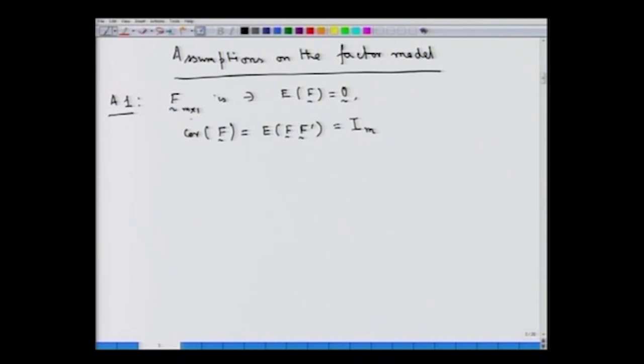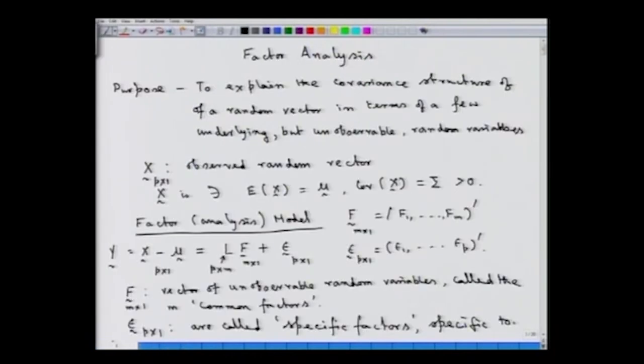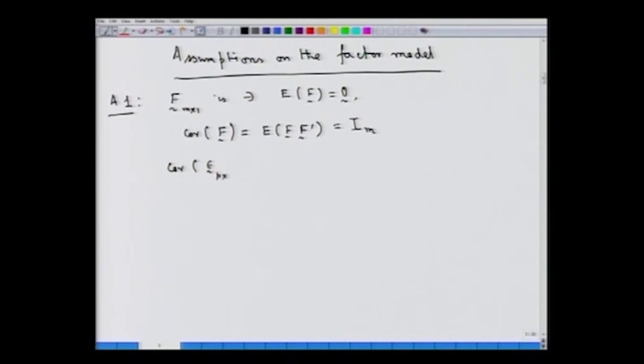Thus, we have these unobservable random variables satisfying this condition: they are not only independent, they are uncorrelated random variables with identical variances, so they all have variance 1. In addition to that, we require the following: the covariance between epsilon, our p by 1 vector, and this f vector, which is m by 1, is going to be a covariance matrix of order p cross m. So, this is the covariance between epsilon 1 and f 1, and like that we will have the last element as the covariance between epsilon 1 and f m.